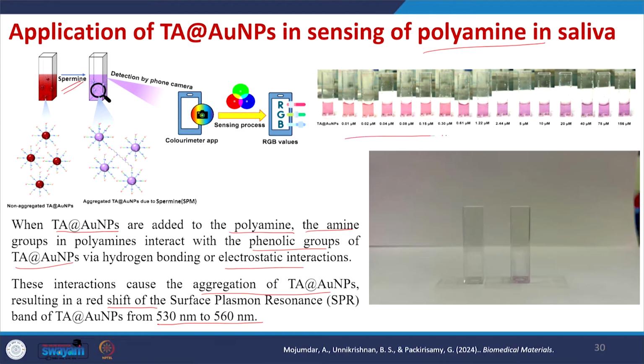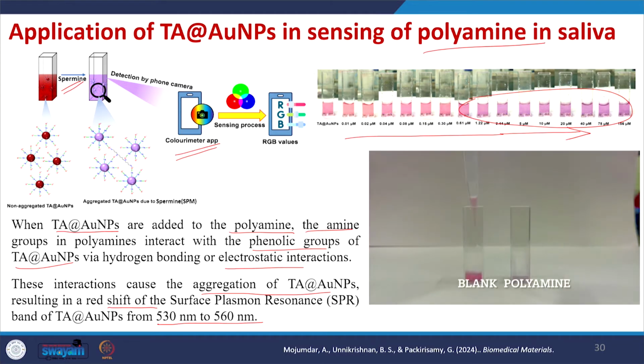From this picture we can clearly understand, with respect to concentration, the aggregation also increased. Then you can see the color difference, the color also increased, that is due to the aggregation of gold nanoparticles. By using a simple colorimeter app in the smartphone, we can measure the RGB values.